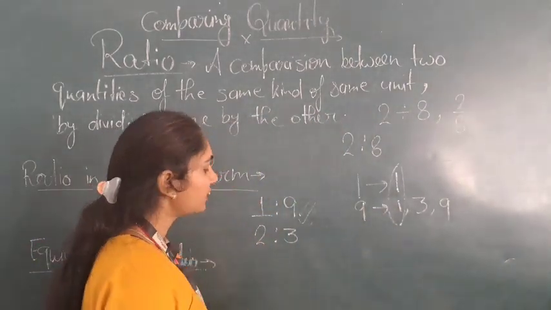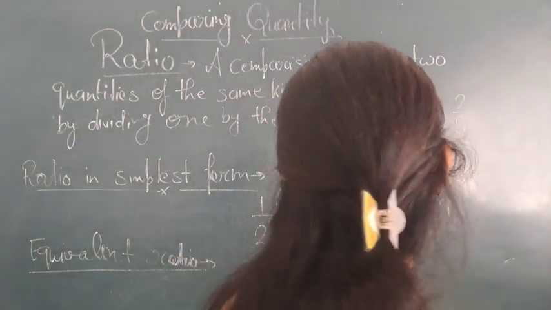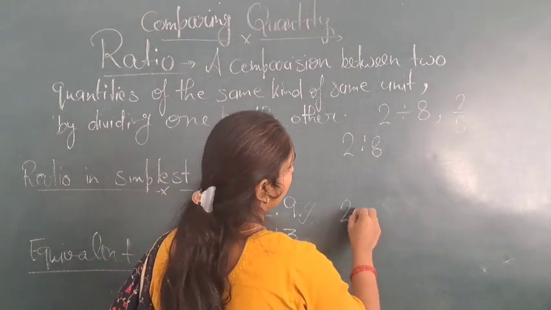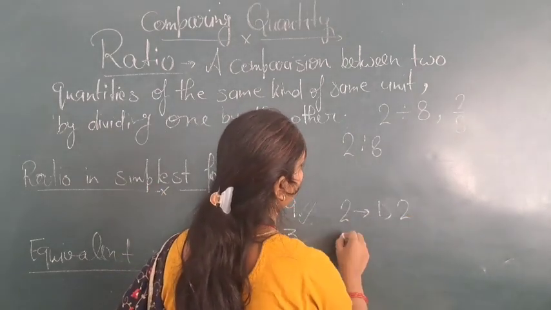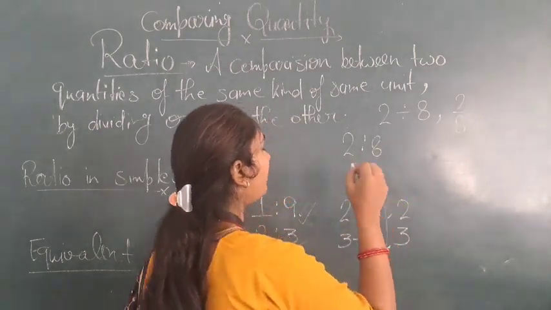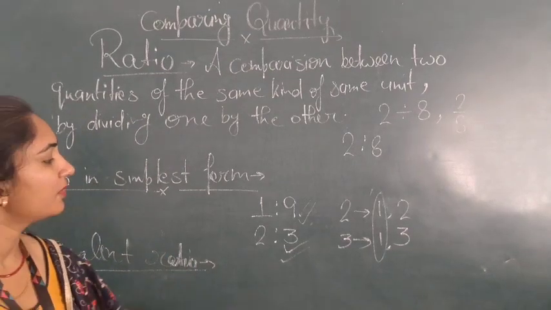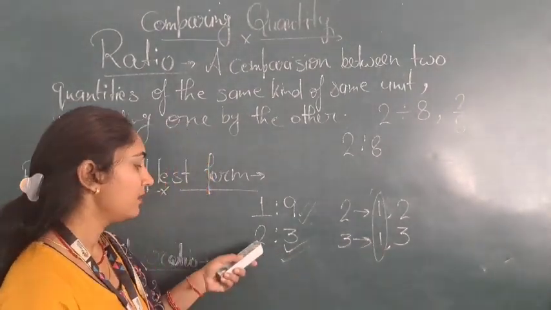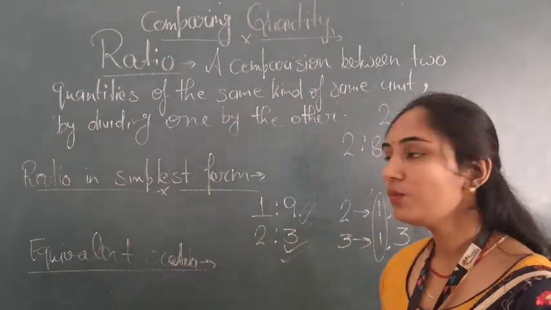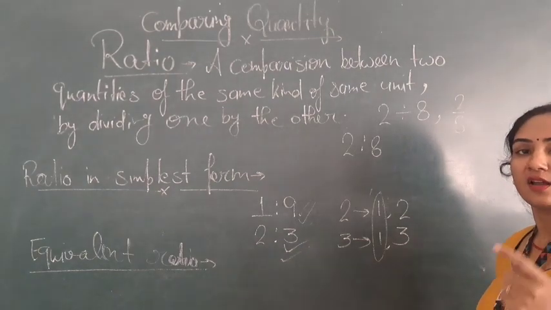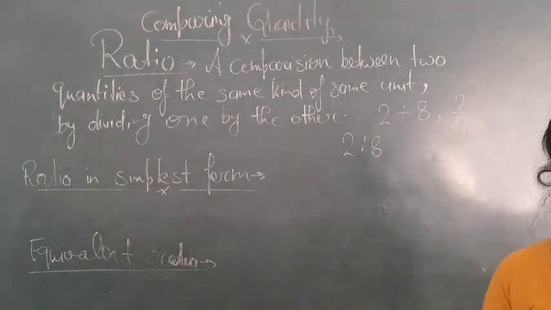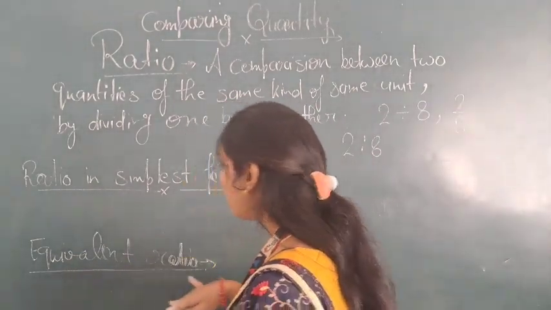Now check whether 2:3 is in the simplest form or not. For checking, we will find the factors of 2 and 3. The factors of 2 are 1 and 2, and the factors of 3 are 1 and 3. How many common factors are there? Only one, that is 1. So this is in the simplest form. So if two quantities have only one common factor, 1, then they are in the simplest form.